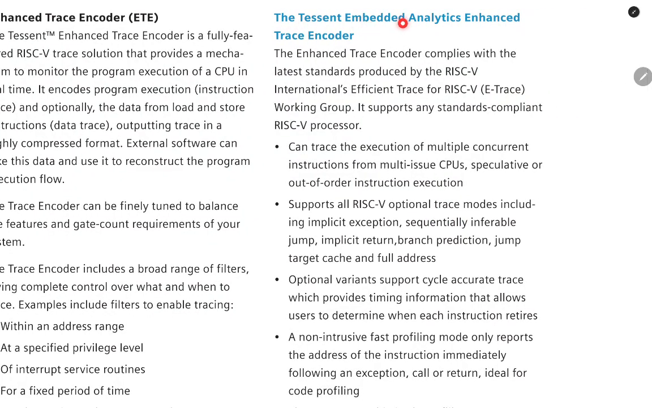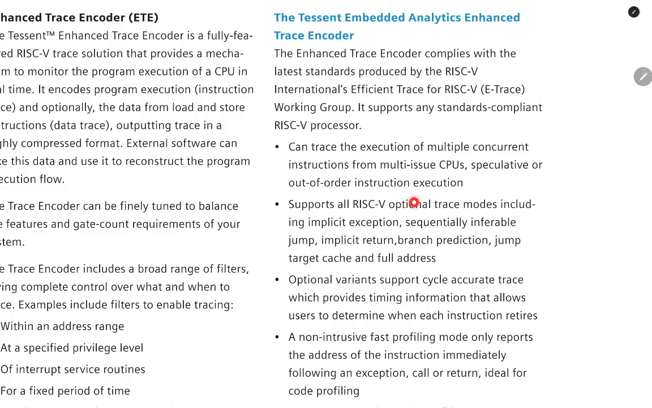The Tessent Embedded Analytics Enhanced Trace Encoder. The enhanced trace encoder complies with the latest standard produced by the RISC-V International Efficient Trace for RISC-V Trace Working Group. It supports any standards-compliant RISC-V processors, and can trace the execution of multiple concurrent instructions from multi-issue CPUs and speculative or out-of-order instruction execution.